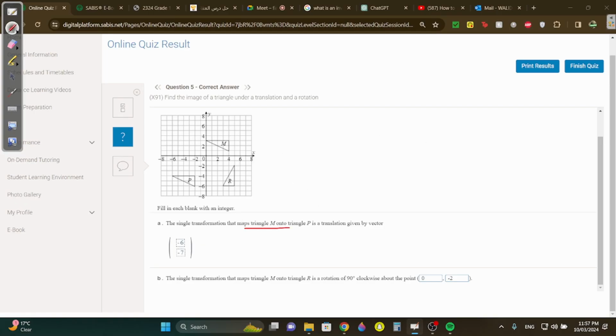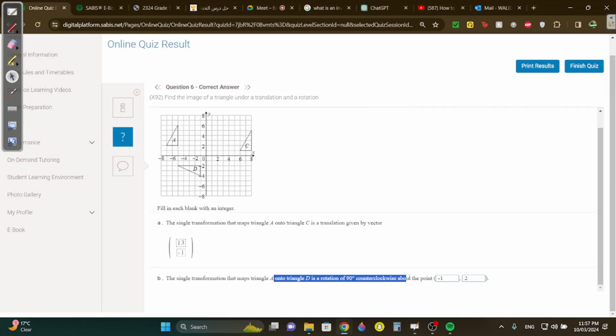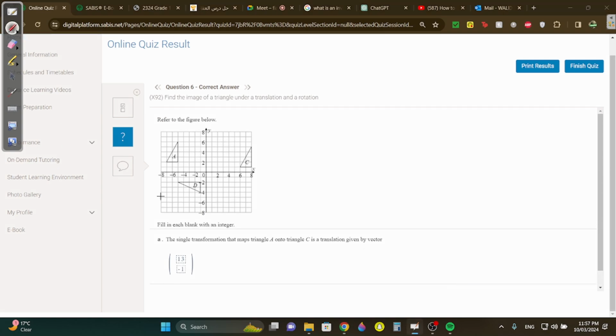Let's start. The single transformation that maps M onto triangle P. Very easy. Just take any point from M and take the corresponding point of M on the other triangle and see what's the translation. Here it's 4 comma 3 and here it's negative 2 negative 4. You do final minus initial, since they're saying from P, so negative 2 minus 4 is negative 6, negative 4 minus 3 is negative 7. That's it. And I said I'll skip part B. Question 6. Again, it's the same thing for part B. I'll skip it because I don't know how.